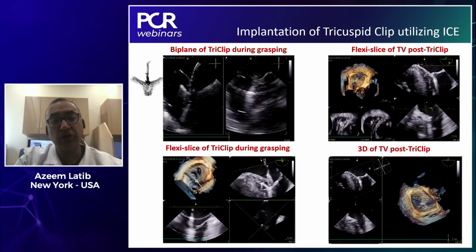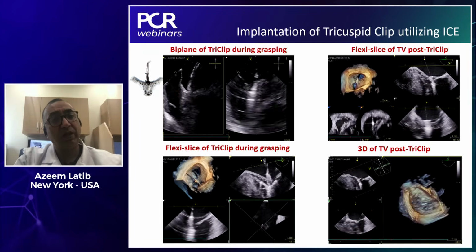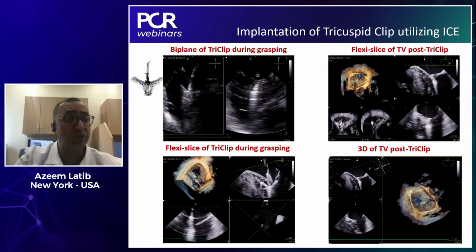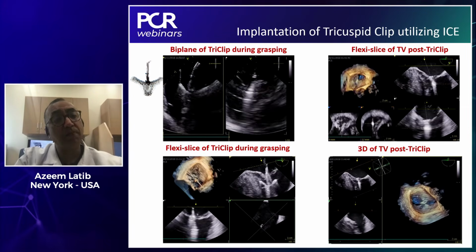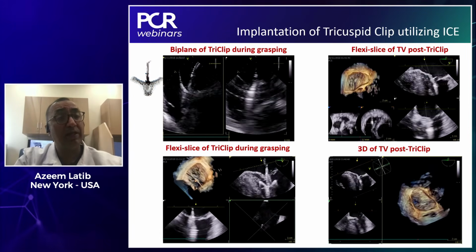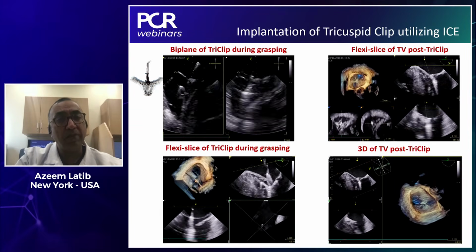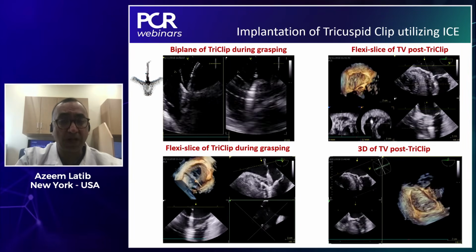And here, our experience has been very positive with the 4D ICE. You can literally get an inflow-outflow view similar to a deep esophageal view, and then just leave the catheter there, and then you can biplane off that, and really be able to see your clip arms wide open, and be able to see both an anteroseptal and a posteroseptal grasp very well.